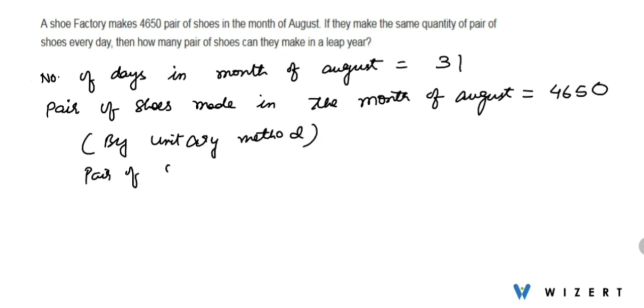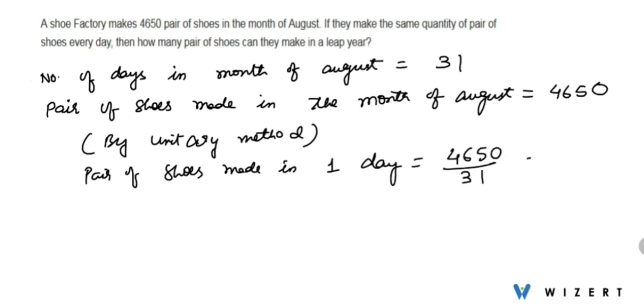So pair of shoes made in one day will be equal to 4650 divided by 31, which is equal to 150. So 150 pair of shoes are made in one day.